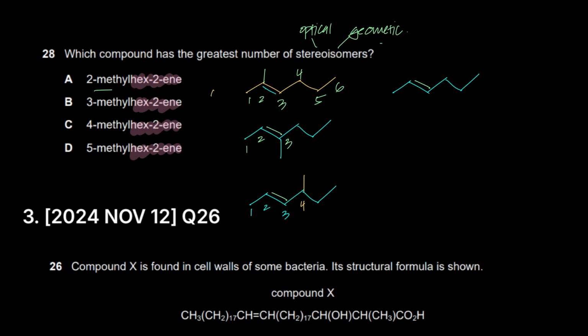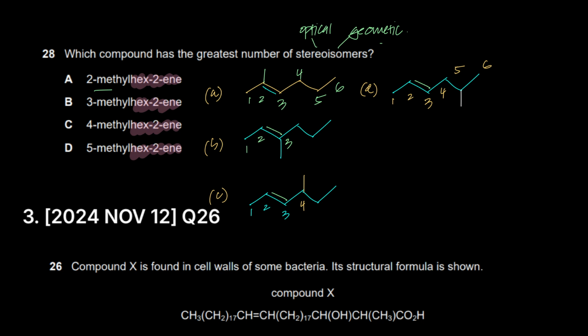And this is A, B, C, and let's look at D. In D, the methyl is on the 5th carbon. So let's start numbering. 1, 2, 3, 4, 5, 6. The methyl is on the 6th carbon right here. Now, out of these, which one will have the greatest number of stereoisomers?